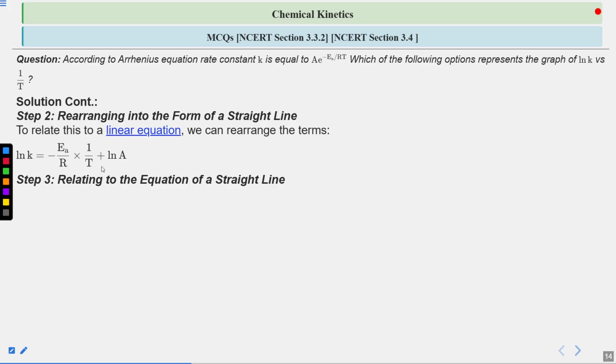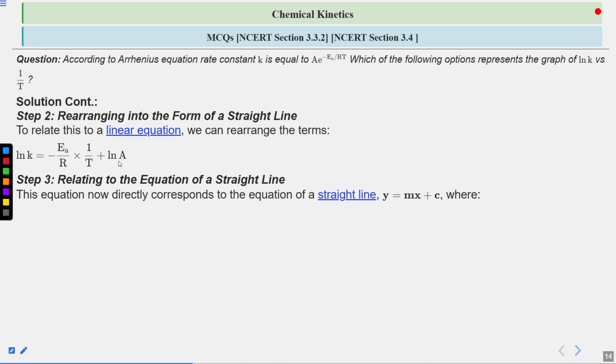Step 3 is relating to the equation of a straight line. Now we relate or compare it with the straight line equation. This equation now directly corresponds to the equation of a straight line given by y equals mx plus c. Y is represented by ln k, m is represented by minus Ea by R, x is represented by 1 by T, and c, which is a constant, is represented by ln A, which is also a constant.